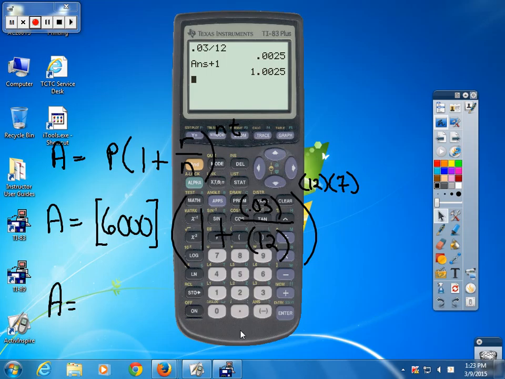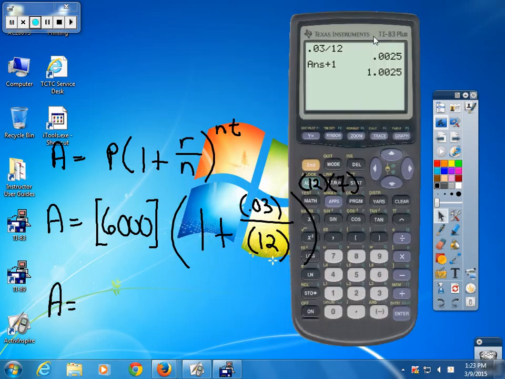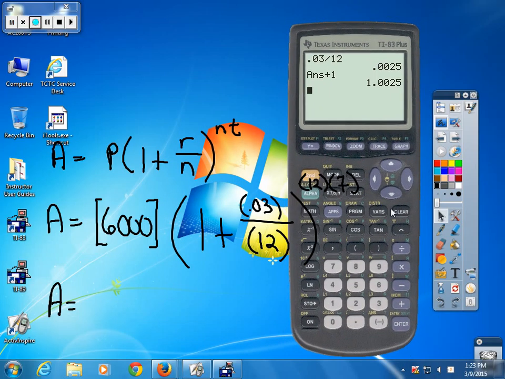All right, so we take that 1.0025 and we raise it. What's 12 times 7? 84? Right? 84. Raise that, hit X to the Y, or the caret symbol. The caret symbol is right here.